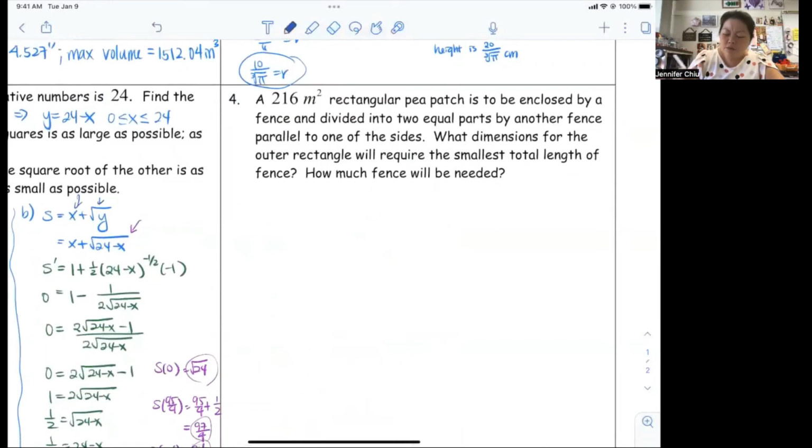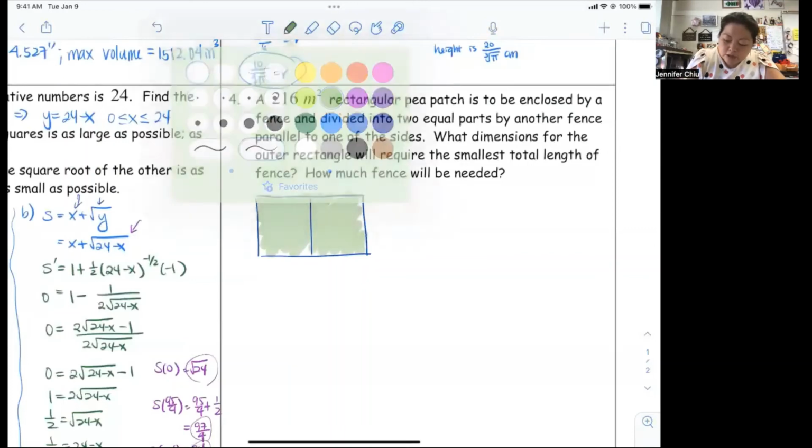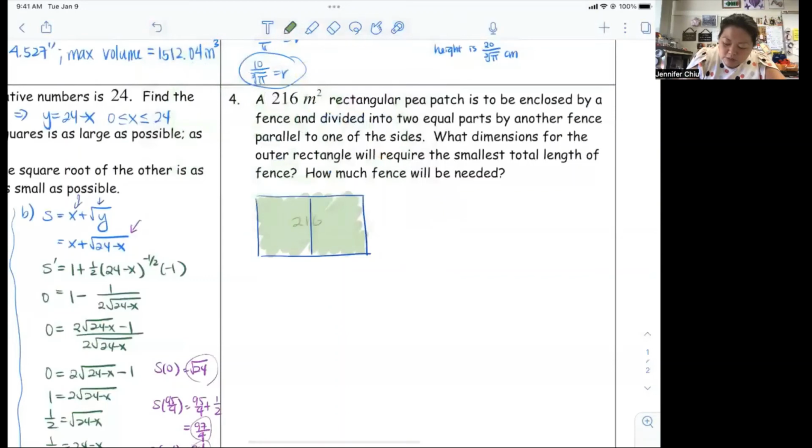Okay, so first thing you want to make sure you see the picture is you have this rectangular patch that got cut in half. Now you cut vertically in half or horizontally in half, it really doesn't matter, but it got cut in half, okay? And you know that this region here, this area is 216, right? So that is 216 meters squared. Now, what are the fences? What are the sides that created this?